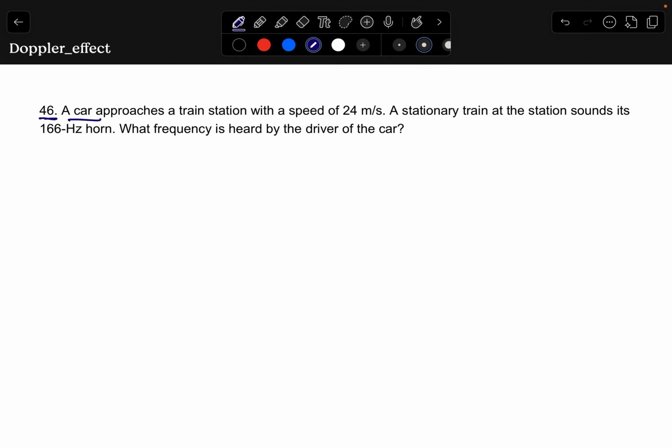The car approaches with a speed of 24 meters per second. There is a stationary train that sounds its horn. What is the frequency heard by the driver? So let's draw the situation. I have a car that is moving at 24 meters per second. It approaches, so it's moving towards the train station.